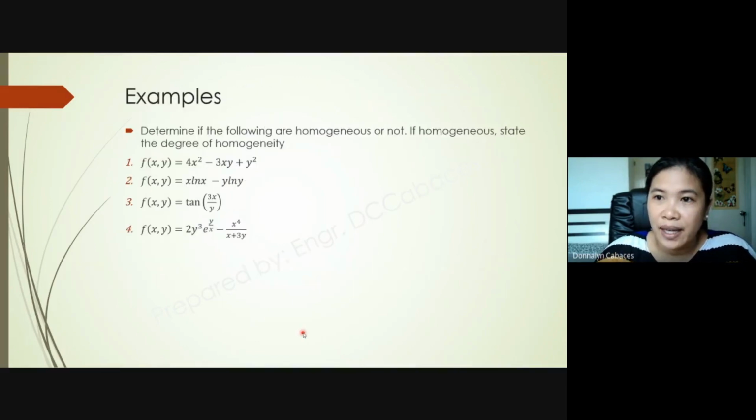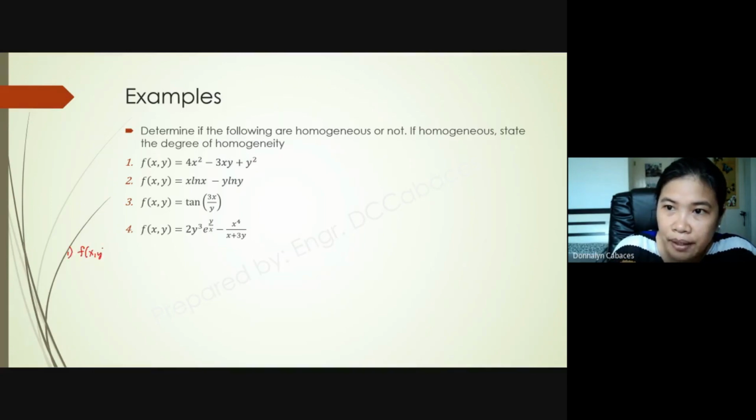Let us have the following examples and let us determine if the following are homogeneous or not. If they are homogeneous, then let us give the degree of homogeneity. Example number 1. So you have here a function of xy is equal to 4x squared minus 3xy plus y squared. So we can actually do this by inspection. But to show you the test for homogeneity, we have to take the function of lambda x and lambda y, meaning you replace all x by lambda x and all y by lambda y.